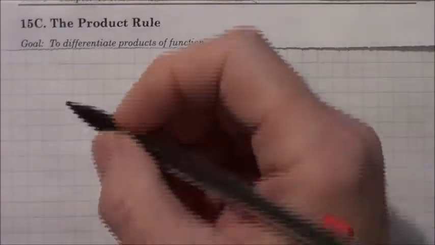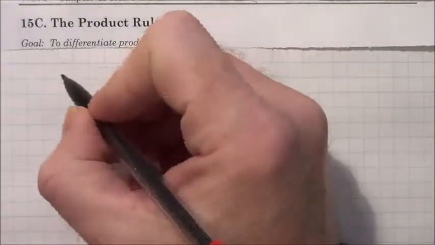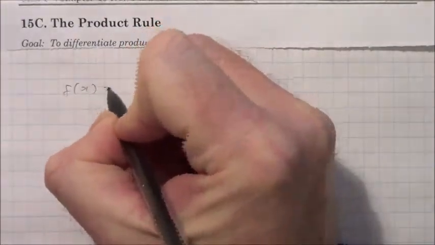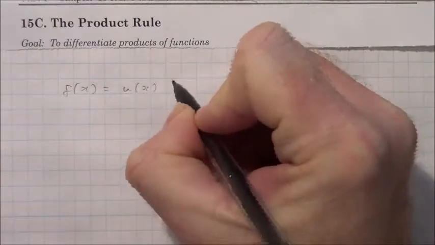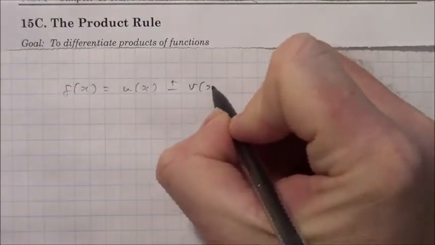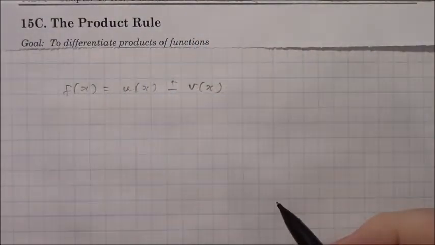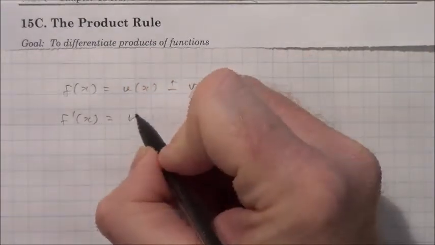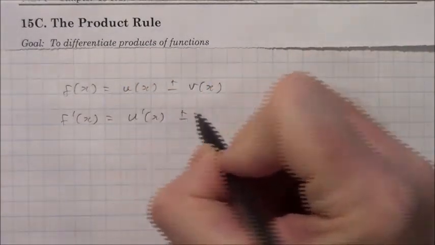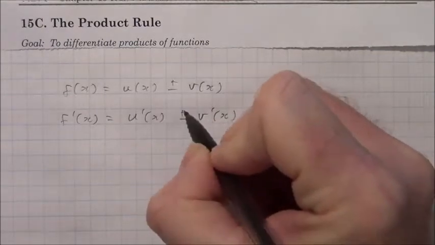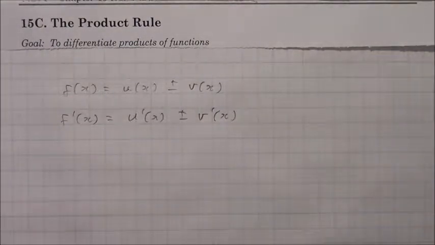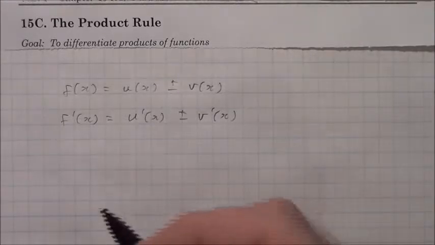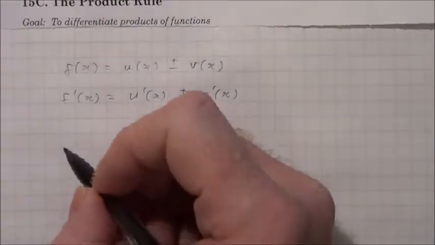So we've seen in the past, if we have an addition or a subtraction of functions, we know that the derivative function or the gradient function is just the sum or difference of the derivatives of each of the different functions being added or subtracted together. So let's take a look at products of functions now.